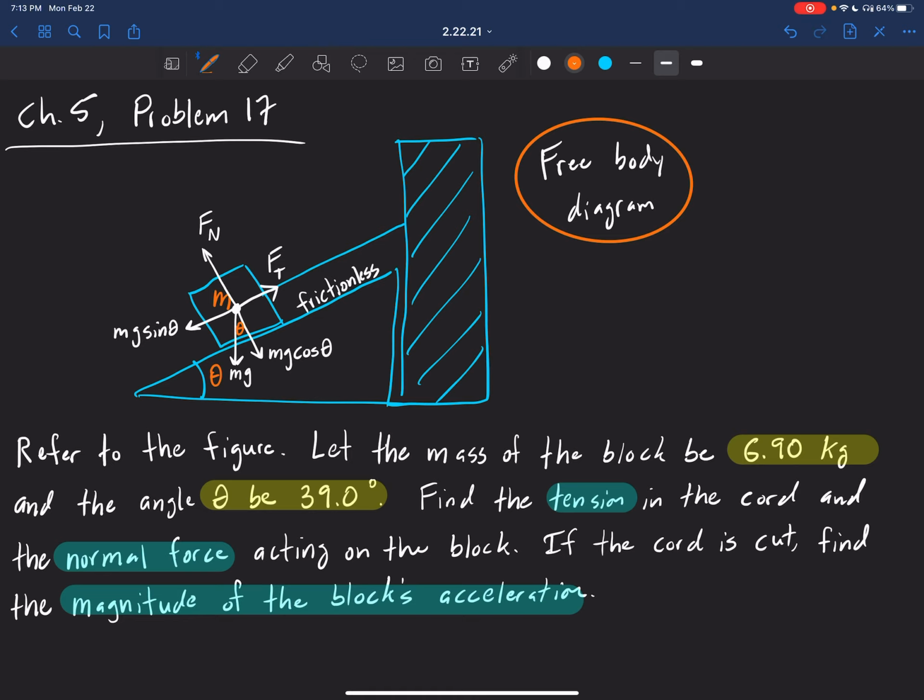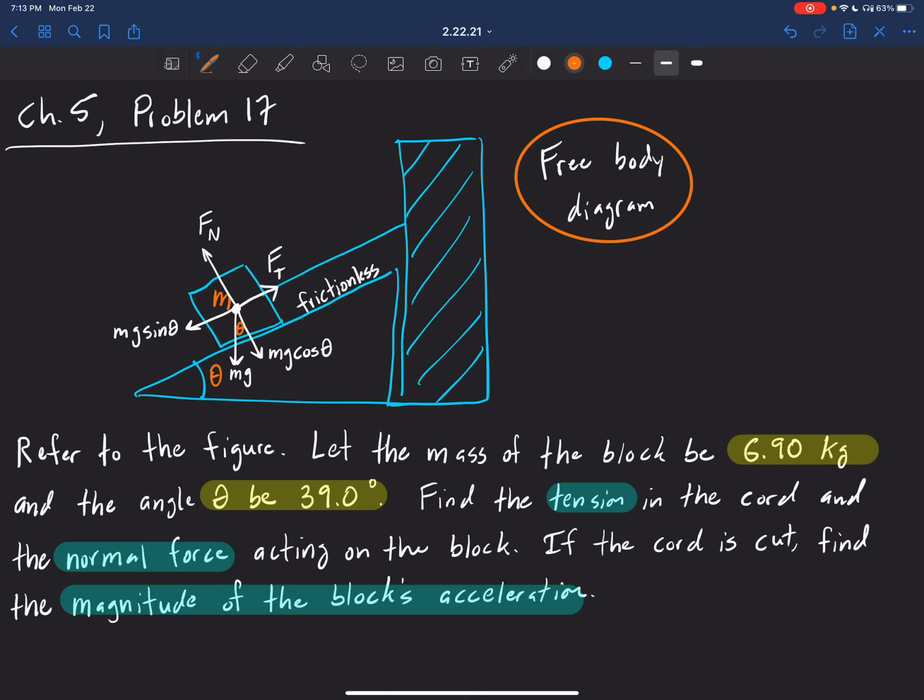So the problem says, refer to the figure. Let the mass of the block be 6.9 kilograms and the angle theta be 39 degrees. Find the tension in the cord and the normal force acting on the block. And then it also says, if the cord is cut, find the magnitude of the block's acceleration.